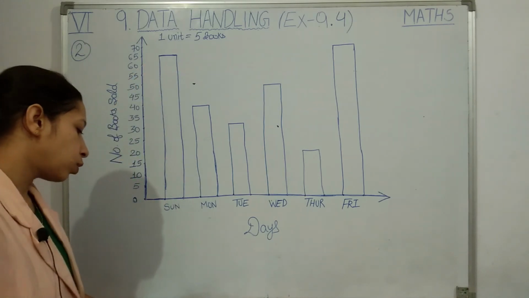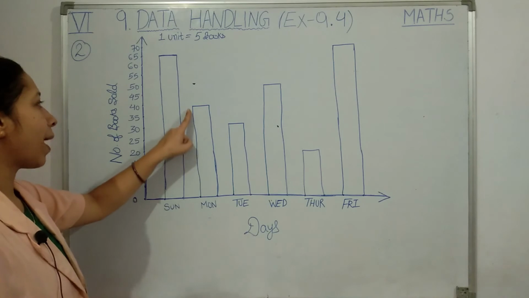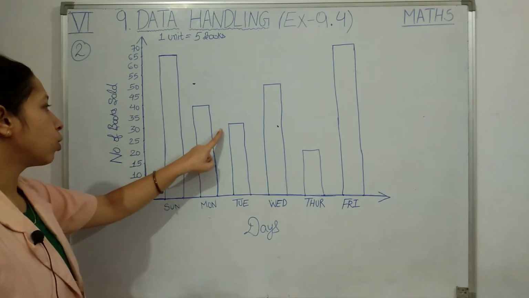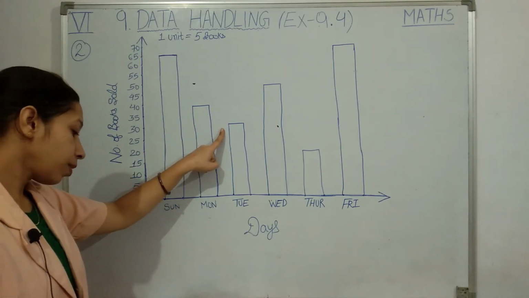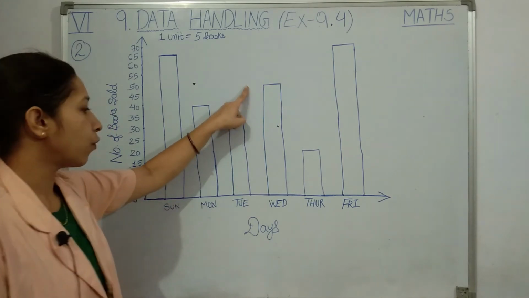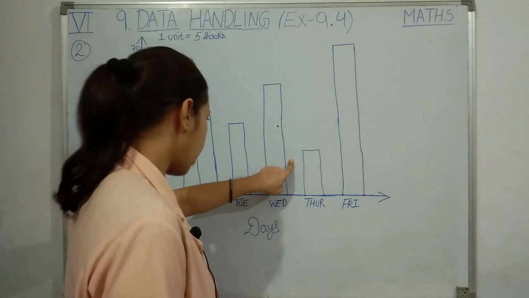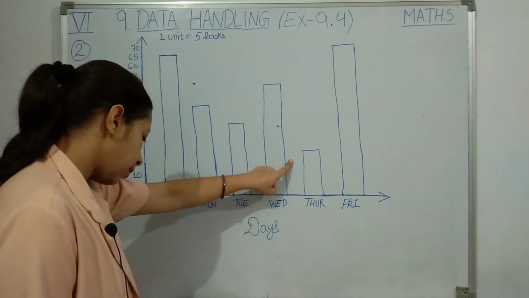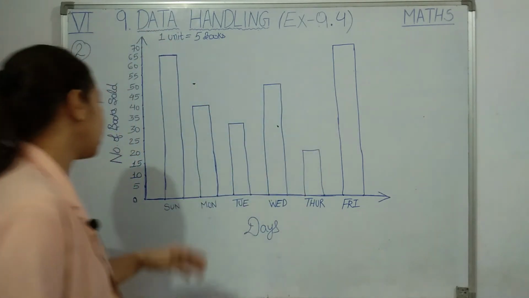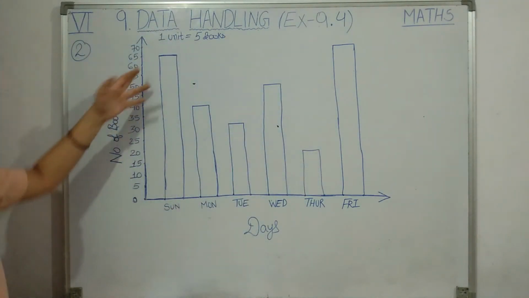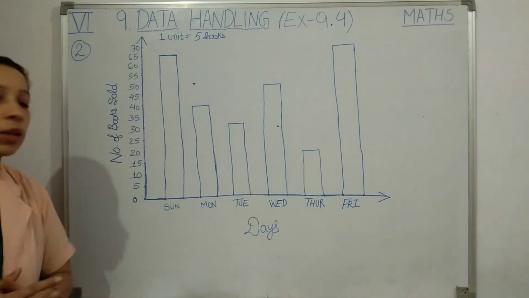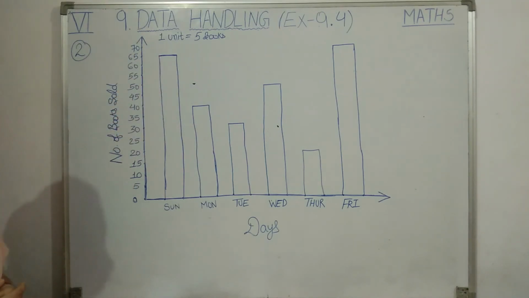For Monday the number of books sold is 40. So for Monday my graph is going up to 40. For Tuesday it is going up to 30. Then for Wednesday it is going up to 50. Then Thursday it is going up to 20. And for Friday it is going up to 70. So I have marked the points, and according to that I have drawn the bars of uniform width. Understood students?